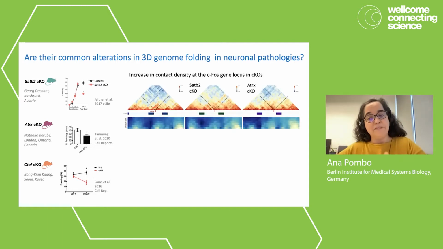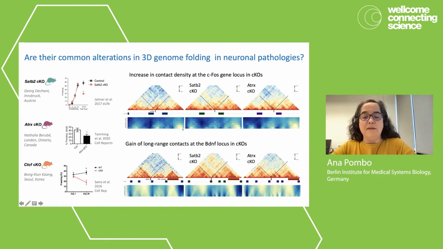And these are really just snapshots. We have only recently finished collecting this data and are now deeply analyzing it. But just to show you two highlights, here is a region containing the CFOS gene, and we can see that in both the SATB2 knockout and the ATRX knockout, there's extensive reorganization of the contacts, in particular with the locus becoming covered with more dense contacts.